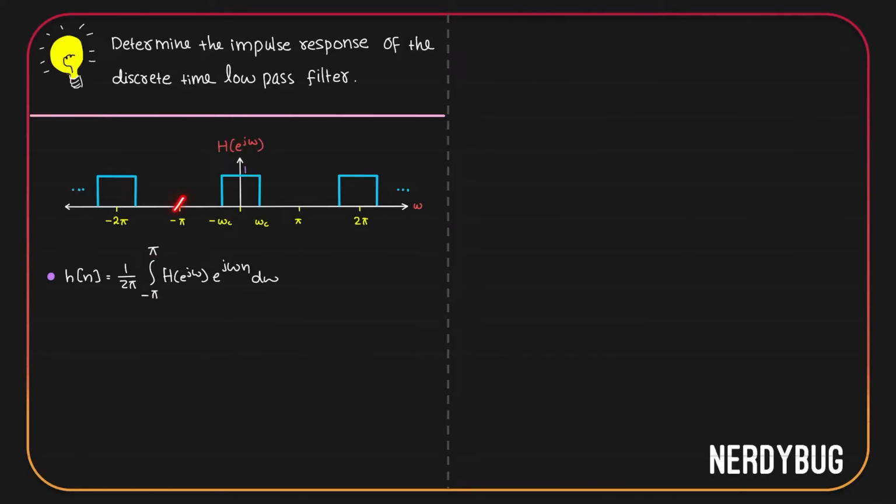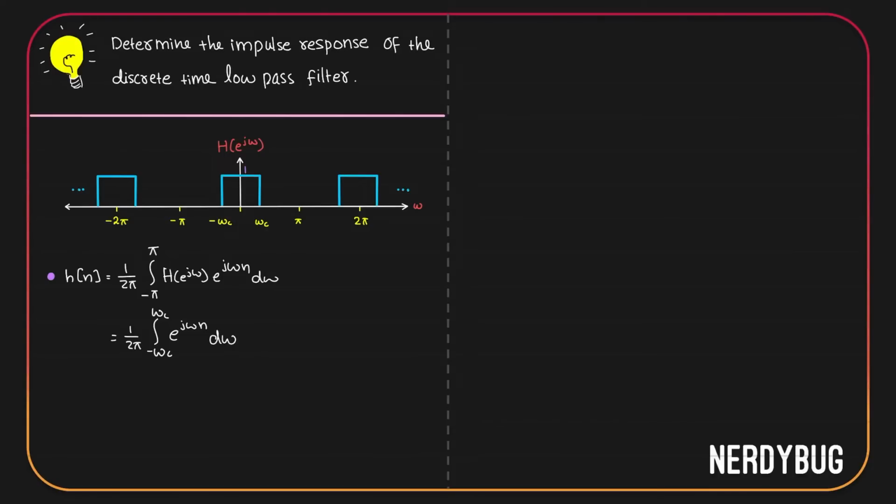If you look at the graph between minus pi and pi, all we have is this much. It is 1 between minus omega c and plus omega c. It is 0 everywhere else. So instead of taking integration from minus pi to pi, we can simply take it from minus omega c to omega c. If we do that, this becomes 1 by 2 pi integral from minus omega c to omega c. Between minus omega c and omega c, the value of H of e raised to j omega is 1. So we can put 1 multiplied by e to the power j omega n d omega.